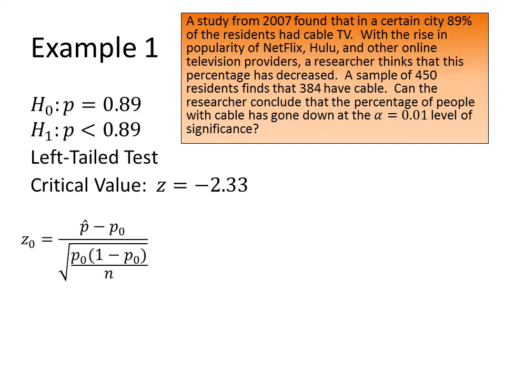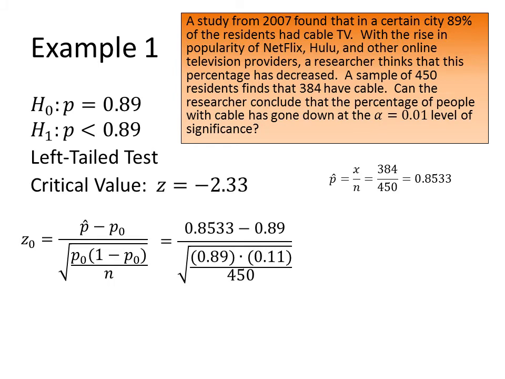So here, since we're dealing with proportions, we're going to use this formula for our test statistic. Now, calculating p hat is just finding the sample proportion, which in this case would be 384 over 450, which is 0.8533. And so plugging those into the appropriate places, we would find that our test statistic is negative 2.49.